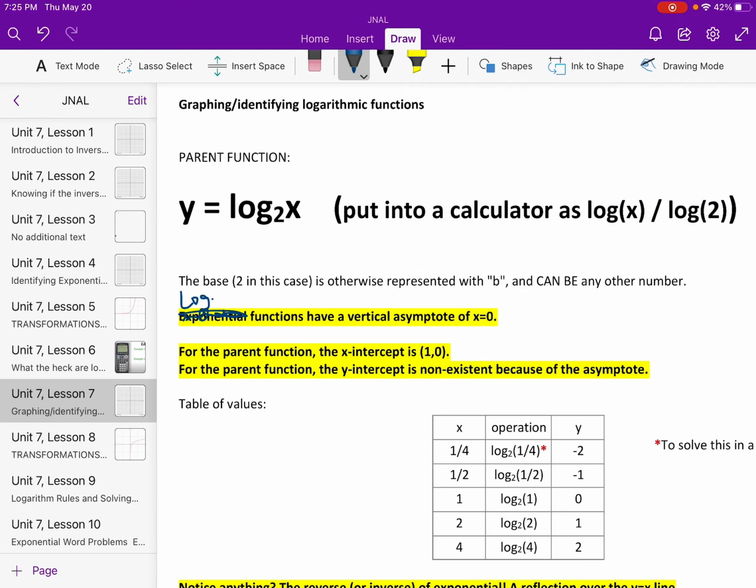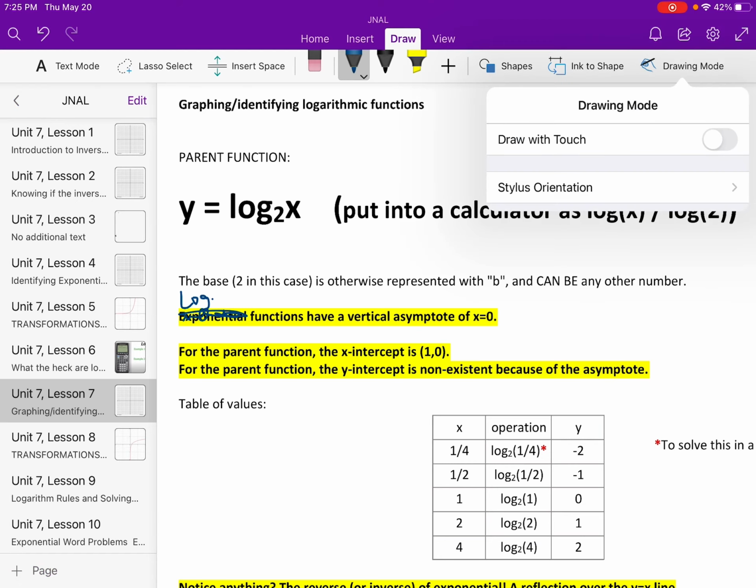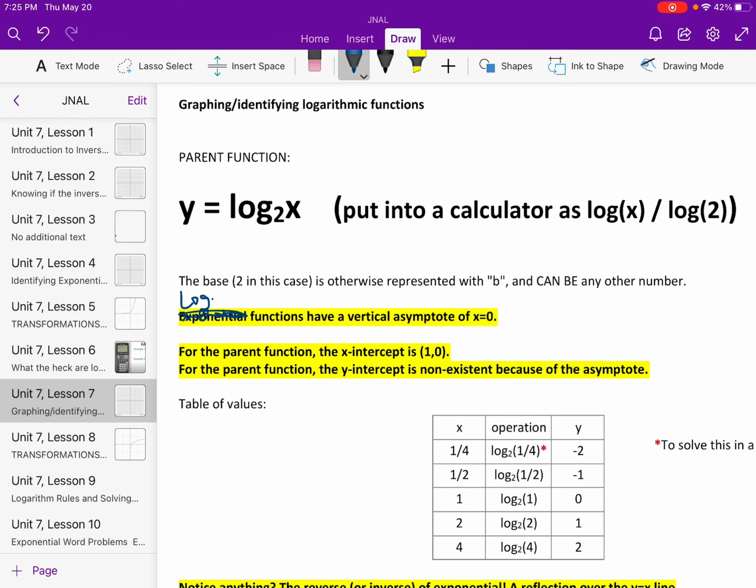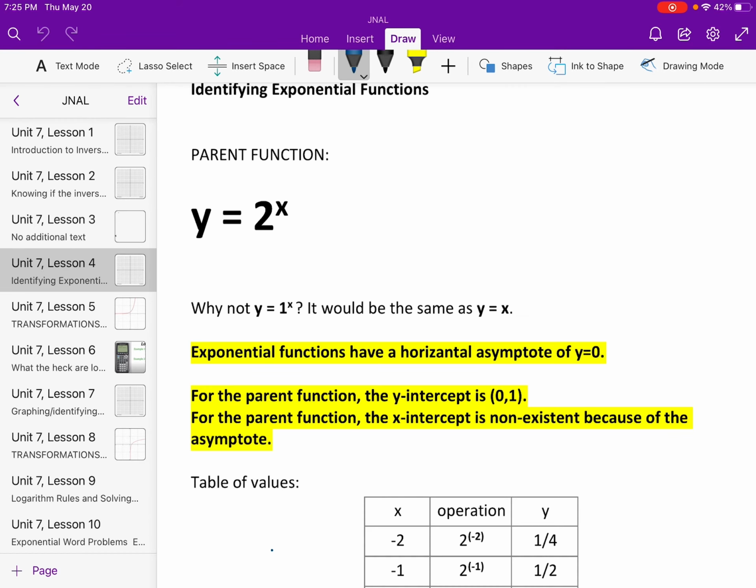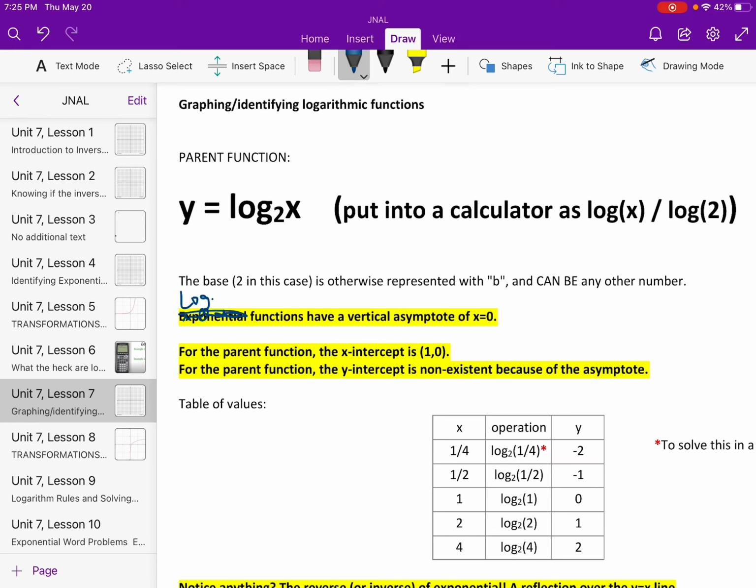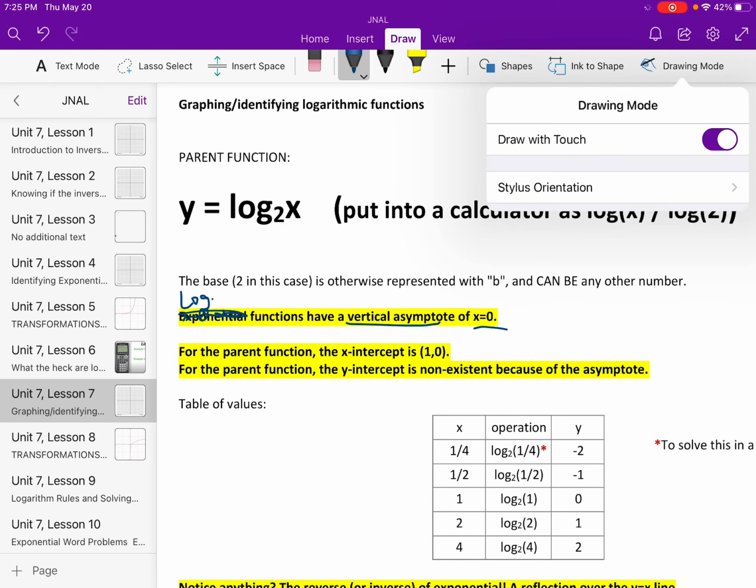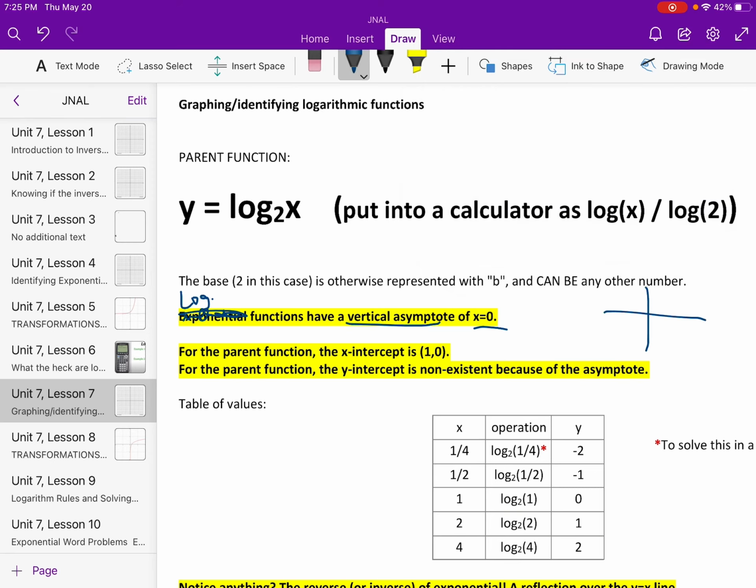It has a vertical asymptote of x equals 0. So for the exponential, we had a horizontal asymptote of y equals 0. But because this is the inverse, it has a vertical asymptote of x equals 0. Now you might think, vertical x? I thought vertical was y. Well, if we draw a line at x equals 0, it is on the y-axis. That's why it's vertical. But it is where x values equal 0. So that's why it's called that.